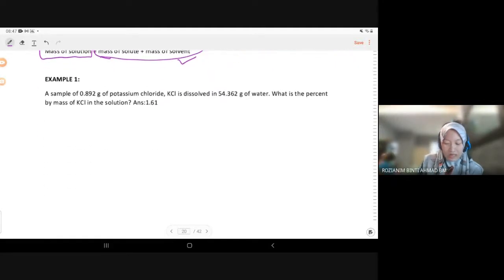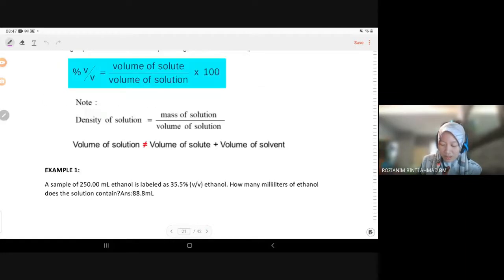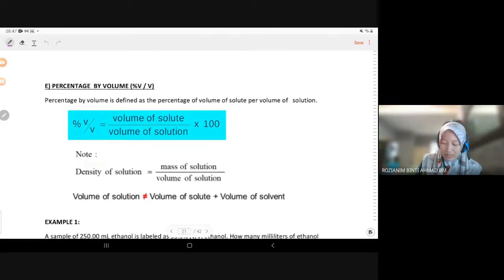measurement, calculation saya akan discuss dalam tutorial nanti sebab lecture mode adalah lesson sahaja. Okay. And then the last measurement. Okay. Percentage by volume. Okay. Percentage by volume.